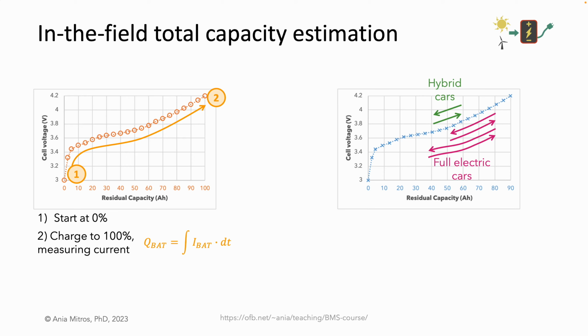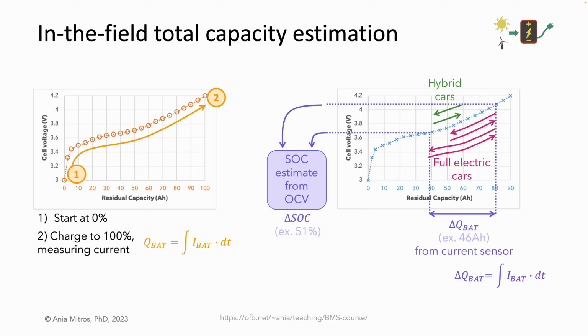We can do something pretty similar though. We can look at how much total charge we put in during a single charge or discharge cycle based on the current from our battery current sensor. We can look at how much the state of charge changed during the same cycle. Importantly, we need to use the state of charge estimate from OCV. So, we need to do this for a cycle wherein the battery rested at both the top and bottom of the cycle, so that our measured cell voltage corresponds closely to the open circuit voltage. Finally, we can combine the two to calculate what the total battery capacity must be.